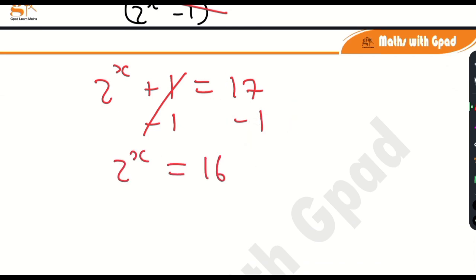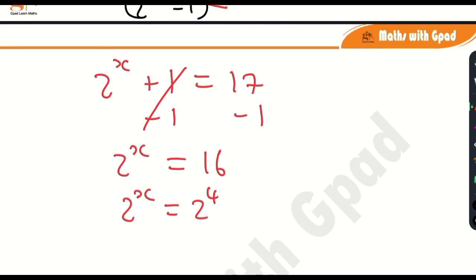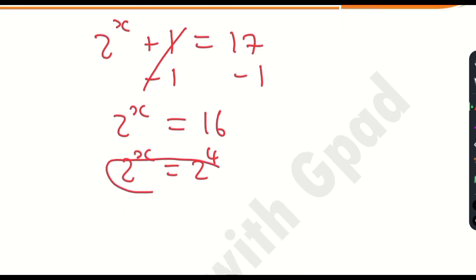That is 16. Okay, so I'm going to express 16 as a power of 2 again, so that it will match with the base that I have here. Now 2 raised to the power x is equal to 2 raised to the power what? 4, because 2 raised to the power 4 is not 8, it is 16. 2 times 2 is 4, 4 times 2 is 8, and 8 times 2 is 16. All right, now that they have a common base, I am going to equate the exponent. So x is equal to 4. And this is the only value of x that will satisfy the equation.